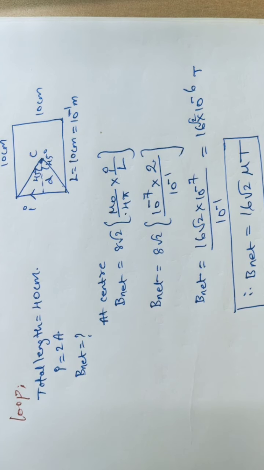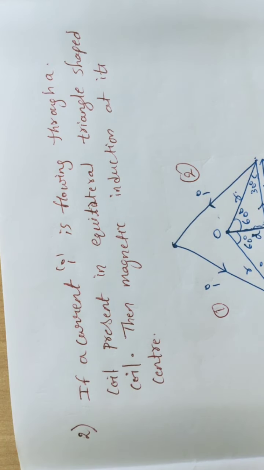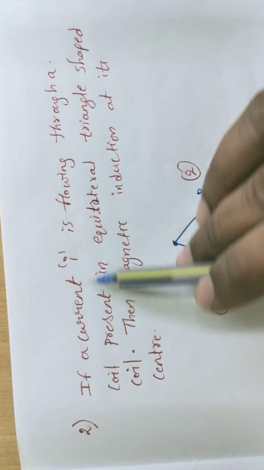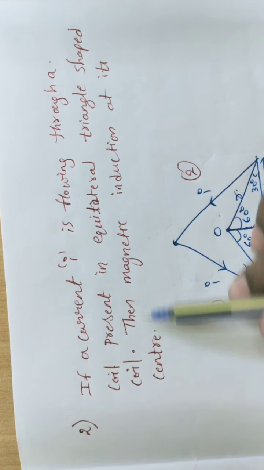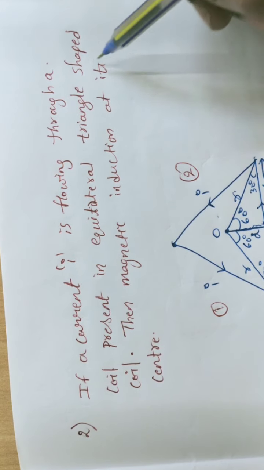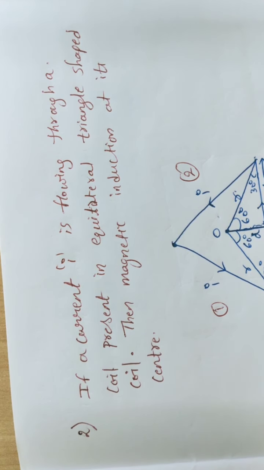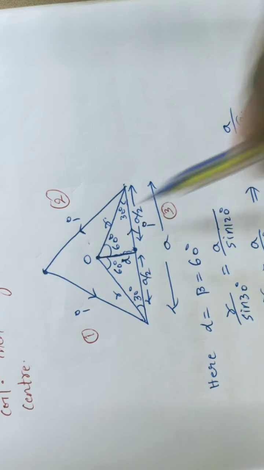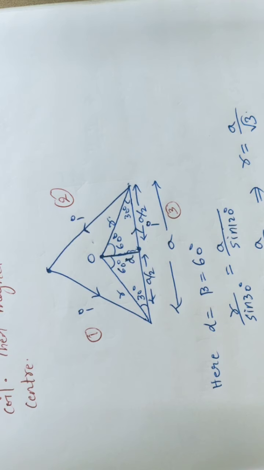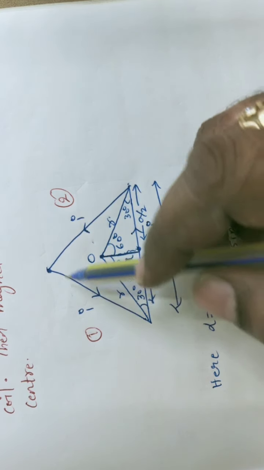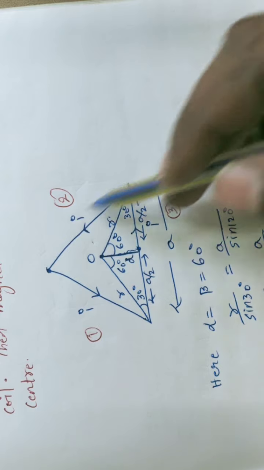Okay students, one more small application, in the form of an equilateral triangular shape, we want to discuss. Listen carefully. If a current I is flowing through a coil in the shape of an equilateral triangle, then find the magnetic induction at its center, or at its centroid. Observe carefully, this is one equilateral triangle I am choosing, students. In the anti-clockwise direction, the current is flowing continuously like this.